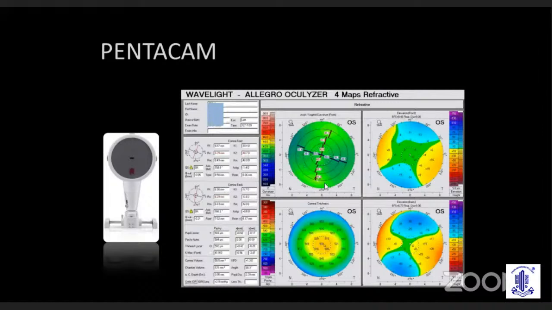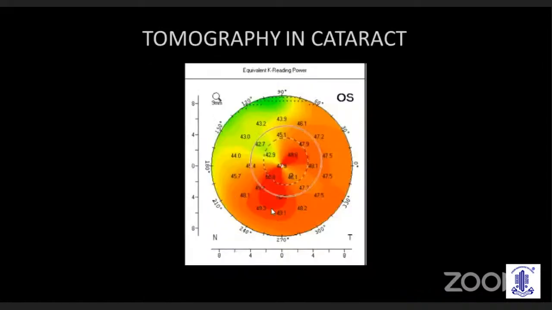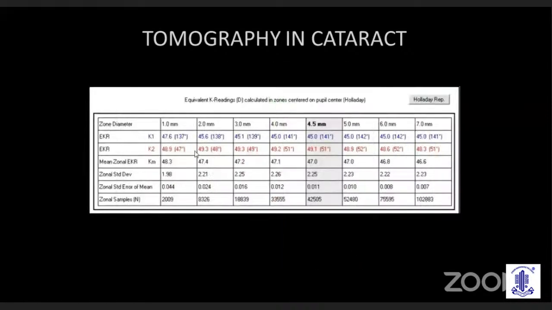But one important thing is you can use the steep K values when you're going to do a toric IOL. The second important thing about Pentacam is the tomography value, the EKR value, the equivalent keratometry values that you're going to see in this chart. So you can see the value throughout the cornea, and the best advantage is that it can give the values in all the zones, right from 1 mm to 7 mm.